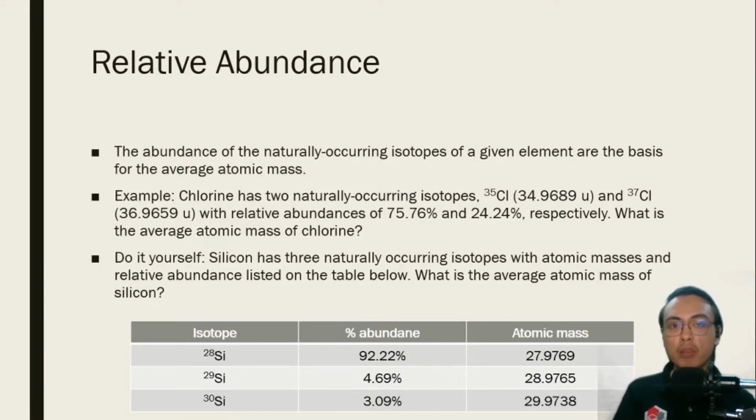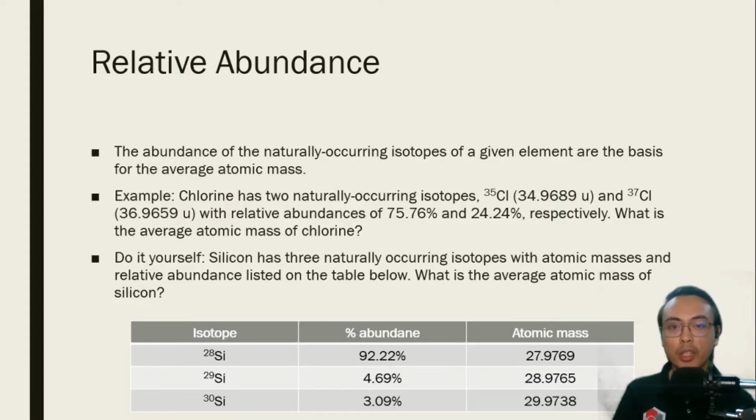I have previously mentioned that the atomic mass listed in the periodic table of elements is the average of the atomic masses of the naturally occurring isotopes of that element. And that's what we call relative abundance. The abundance of the naturally occurring isotopes of a given element are the basis for the average atomic mass. And it's very easy to compute. It's as simple as taking the weighted average of the atomic masses of the individual isotopes.